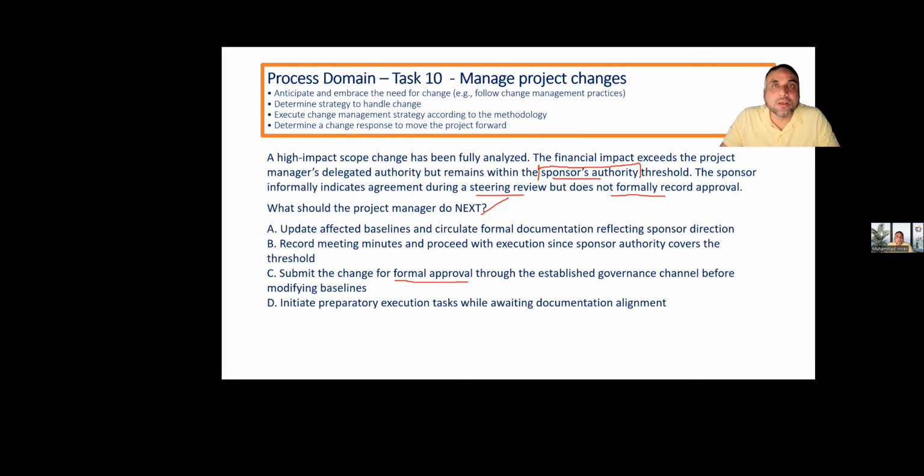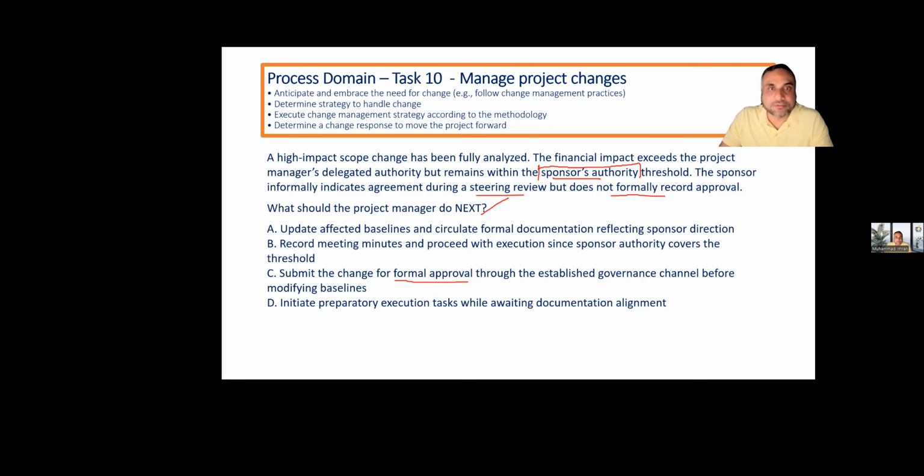So look, as I keep guiding you, when you read the question, you should have the answer in your mind, what should be the probable answer, and then you can find it in the options. Through the established governance channel before modifying the baseline, initiate preparatory execution tasks while awaiting documentation alignment. You will not move until you have the written permission. Moving without written permission is destroying yourself, because if you allow it once, then it will become a benchmark and then you have to allow it every time.